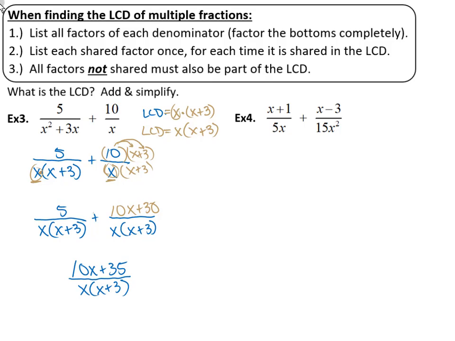Now we can try to see if maybe the top factors further, and I do see a common factor of 5 that we could take out of the top, which would leave me with 2x plus 7 if I divided a 5 out of these two terms. And in the bottom we have x times x plus 3. So again, we're just doing this step to see if maybe any factors in the top and factors in the bottom could cancel out. And in this case, they can't. There's no common factors. So there's my simplified answer. Okay, and there's our least common denominator.